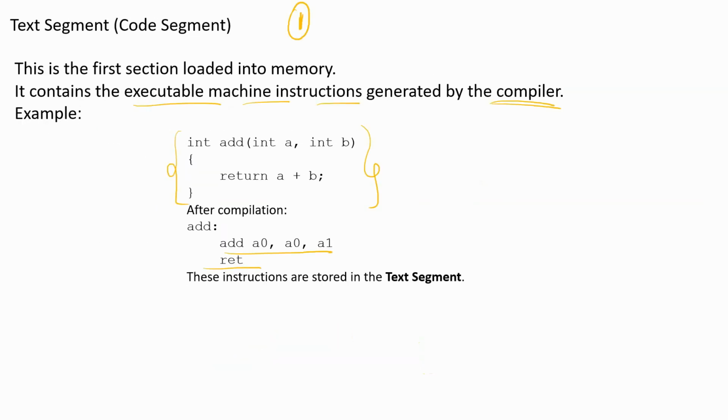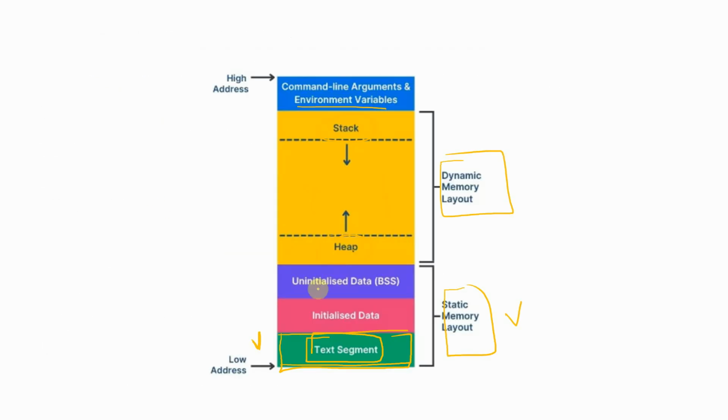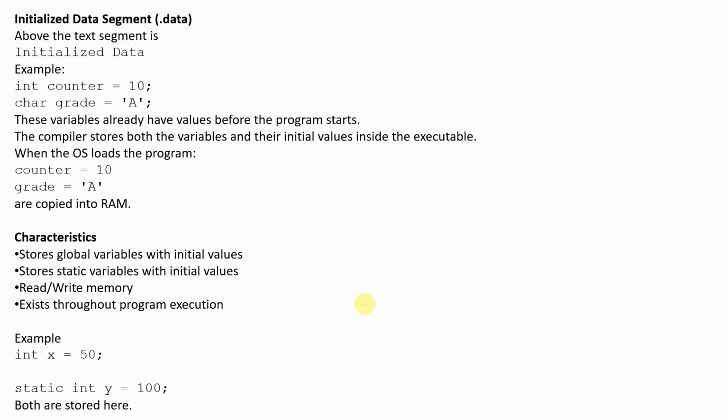Okay. Next I'm going to have something known as the initialized data segment. After the text segment, the next set of addresses we are going to allocate for the initialized data segment, which is going to contain all the initialized data. For example, if I declare int counter = 10 or char grade = 'A', during the declaration itself I've initialized these values. Where are these values stored? These are stored inside the segment known as the initialized data segment.